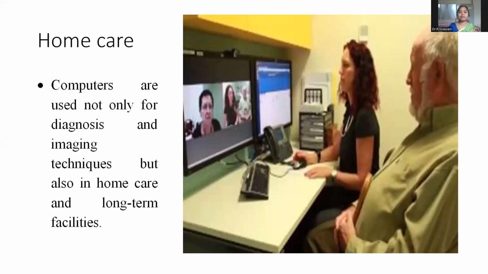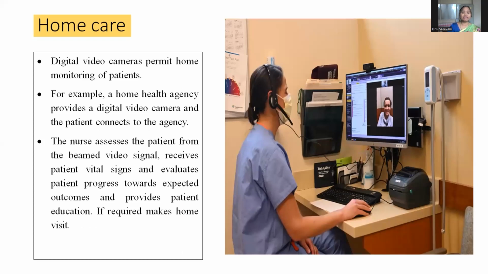Now you can see here the nurse is talking to a patient who is discharged and is in his house, connected to a monitor. So here she can ask about the patient's condition and how he is maintaining. The nurse can take a decision whether he has to visit the hospital or whether certain minor things can be managed at home by giving instructions. In this way, telenursing is very helpful.